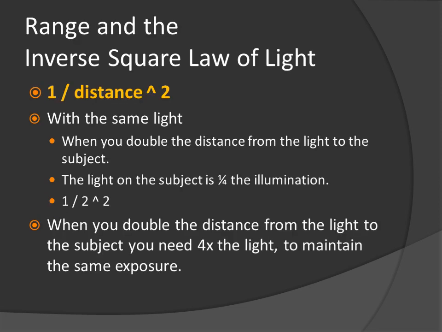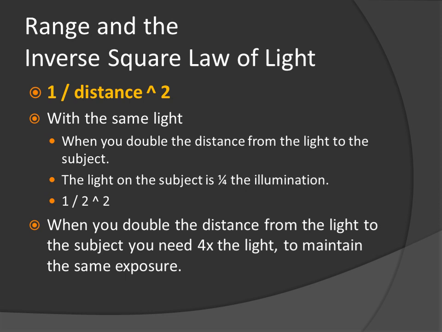Range and the Inverse Square Law of Light. The inverse square law of light is 1 over the distance squared. What that means is with the same light, when you double the distance from the light to the subject, the light on the subject is 1/4 the illumination. So 1 over 2 squared. When you double the distance from the light to the subject, you need 4 times the light to maintain the same exposure.